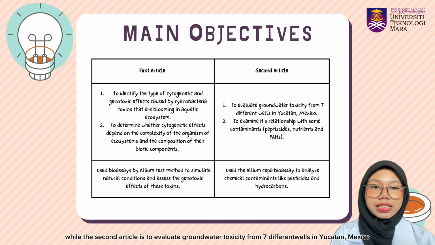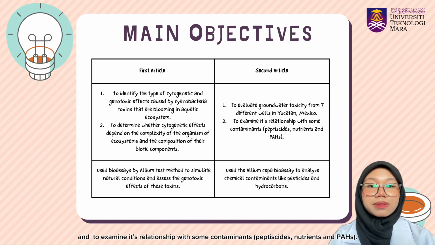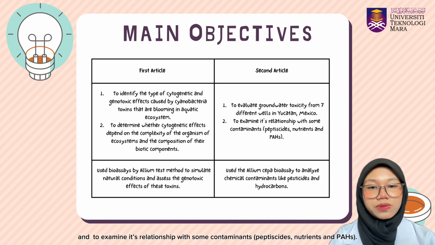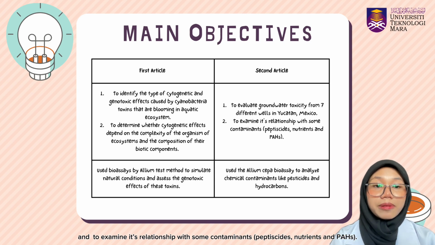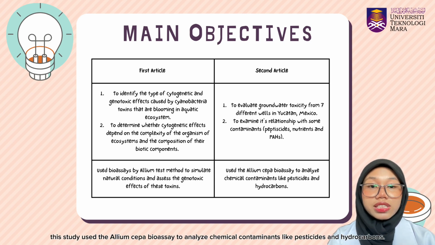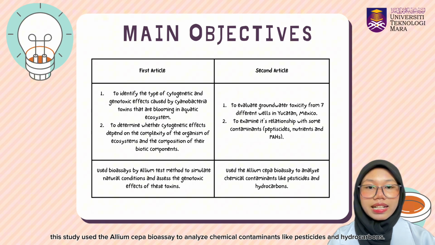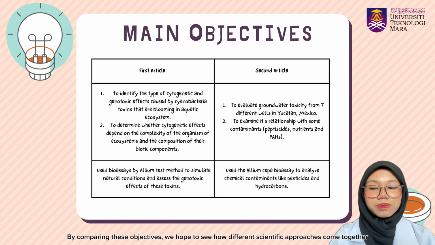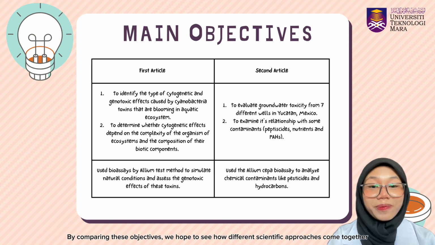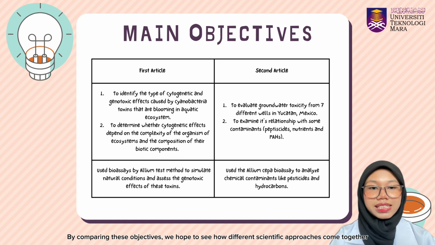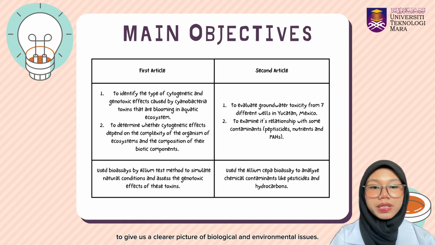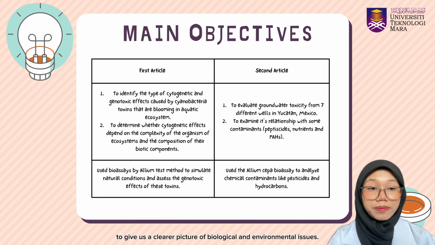The aim of the second article is to evaluate groundwater toxicity from 7 different wells in Yucatan, Mexico, and to examine its relationship with some contaminants, which are pesticides, nutrients, and pH. This study used the Allium cepa bioassay to analyze chemical contaminants like pesticides and hydrocarbons. By comparing these objectives, we hope to see how different scientific approaches come together to give us a clearer picture of biological and environmental issues.